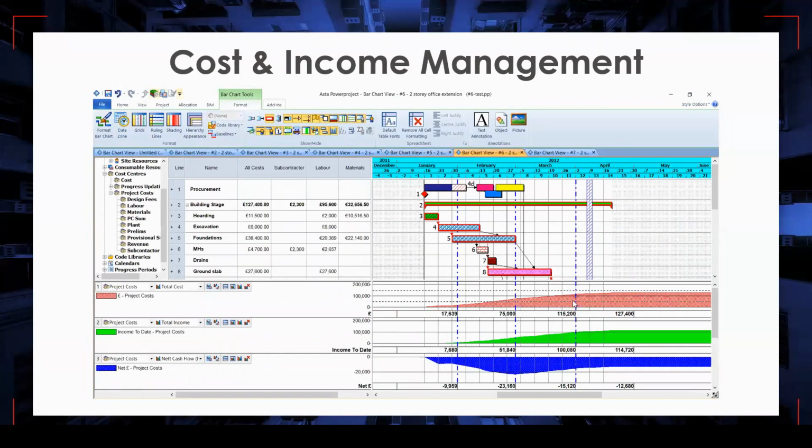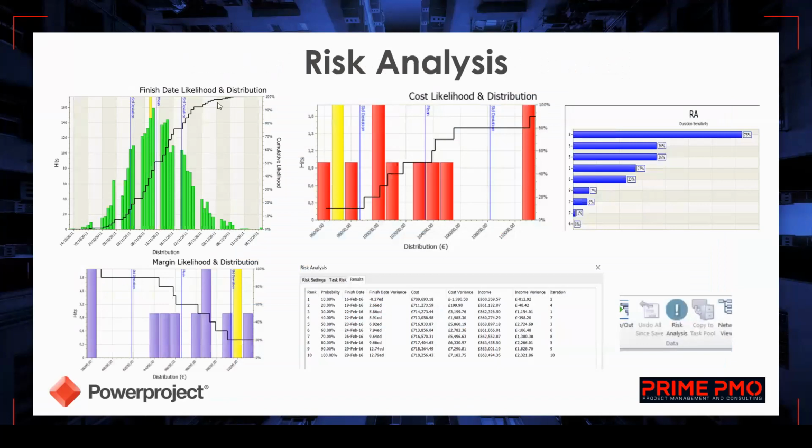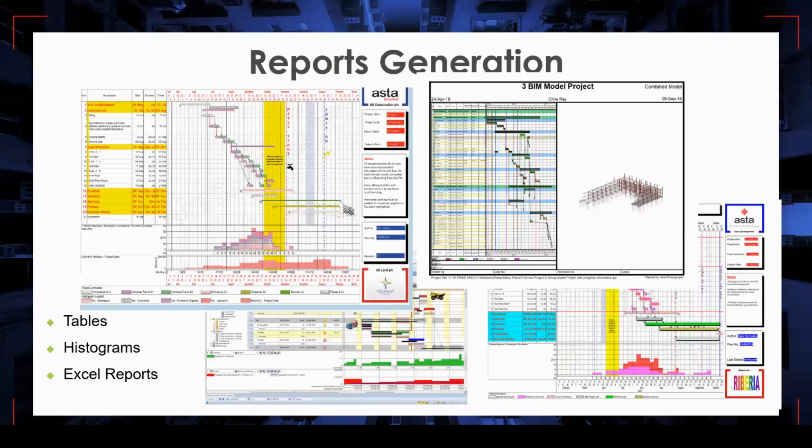For the cost and income management, you can categorize your costs for labor, materials, or even subcontractors, or you can have the revenues as well. The most useful part of Powerproject is the flexible cost and income management interface. For the earned value analysis, it can be based on duration-based cost, resource, or overall percentage weightings. For the risk analysis, you can have duration likelihoods, cost likelihoods, or even with the tornado graph, you can see the critical activities.